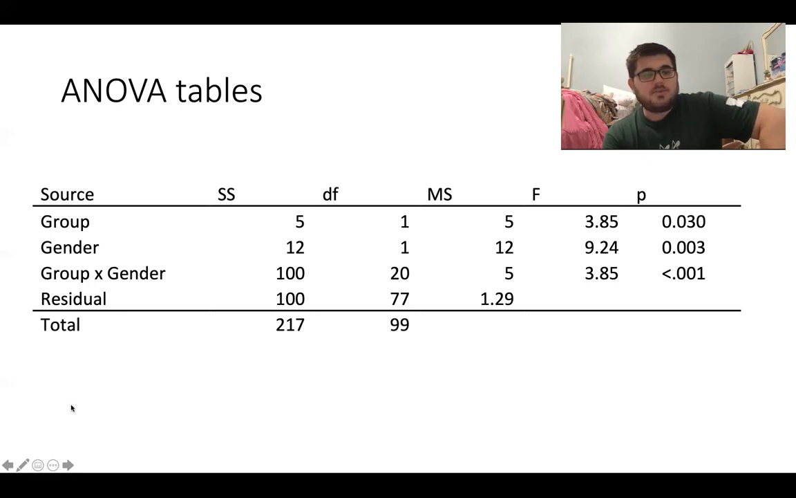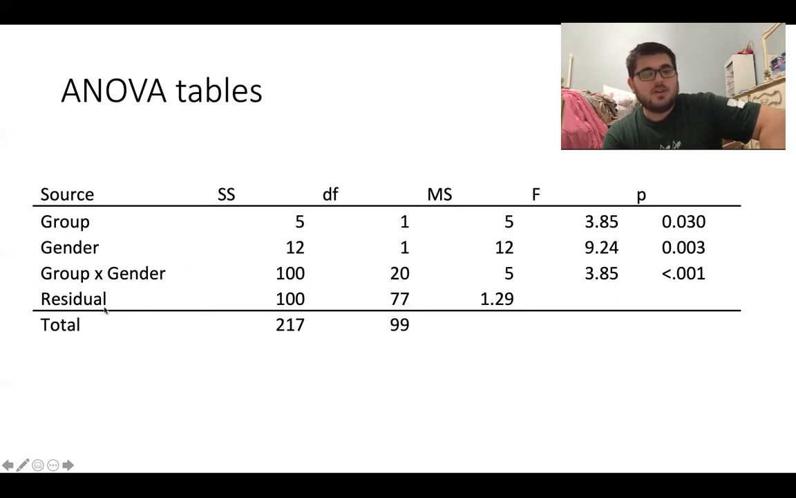So you have, just like all the ANOVA tables you've seen before, on the leftmost column every source of variation. You've got group, placebo versus 50 milligrams. You've got gender, male versus female. And then you have the interaction, the group by gender interaction. And then you have residual.